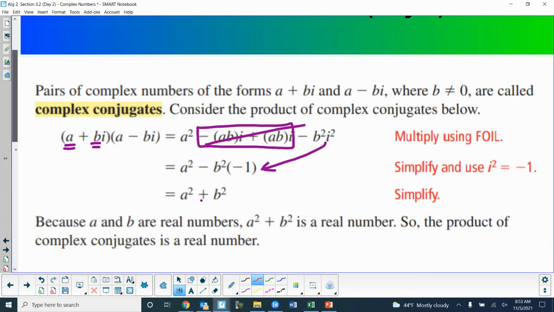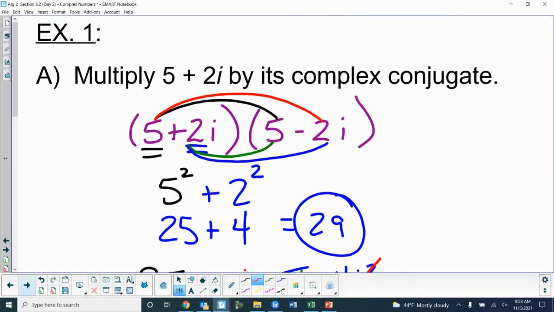Focus. Look. Oh, I just need to go up. Never mind. Here.